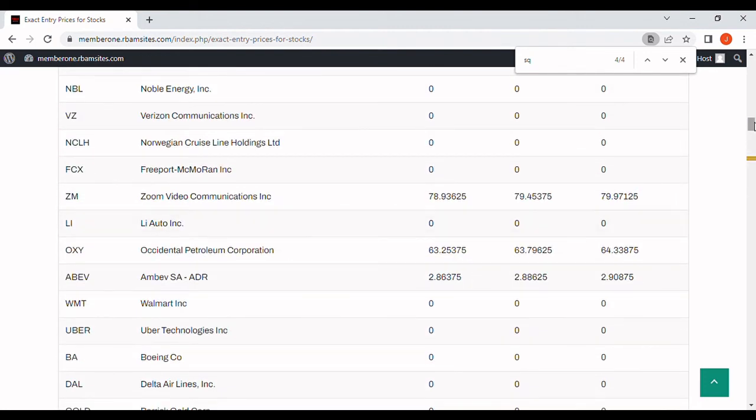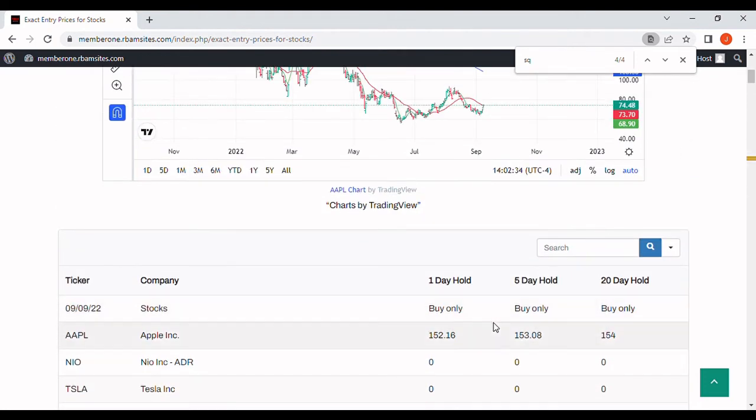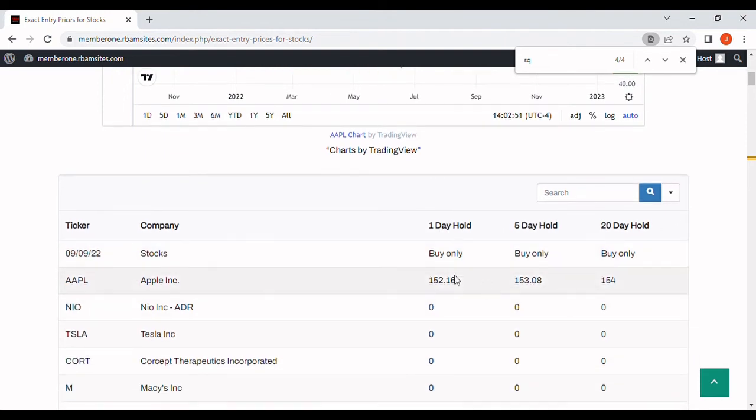Normally, these are populated about three to four times a week, about 80 to 90% populated. Today they're not. We can see up here, Apple's populated today. The way this works, they come out every morning before 7 a.m. You can see today's the 9th, and it's out for the 9th. 190 stocks we cover, and there's 1, 5, and 20-day holding periods. The way it works is if you were to make your own analysis and say it's a good price range of 152 on Apple, 153, 154 or so for these holding periods.